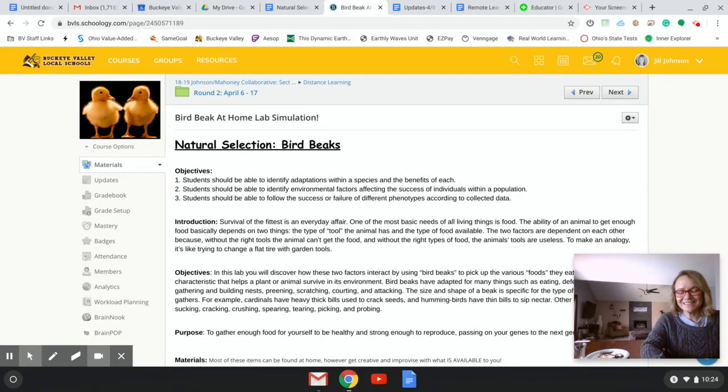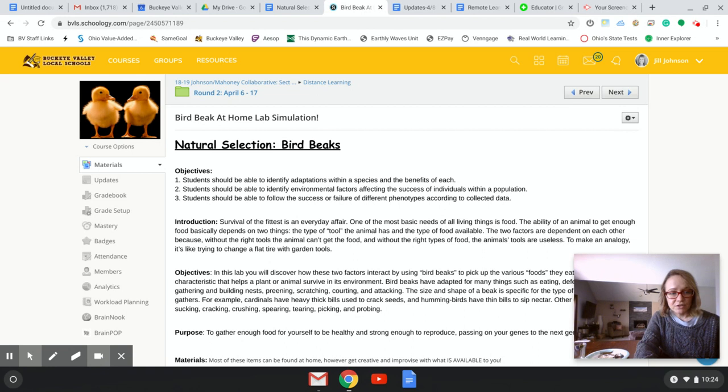Hi everybody. We're going to try an at-home simulation for bird beaks. This is a lab that we would normally do if we were at school. So we have adapted it so that you can do it at home. Most of the materials for the simulation you can find at home. And if you can't find them at home, this is where you can get creative and see what other materials you have around the house that you could use to substitute in.